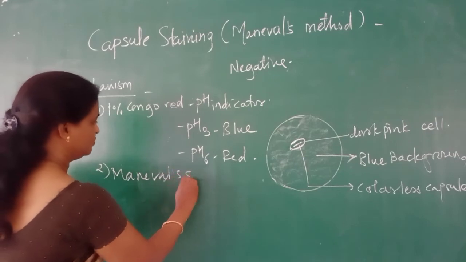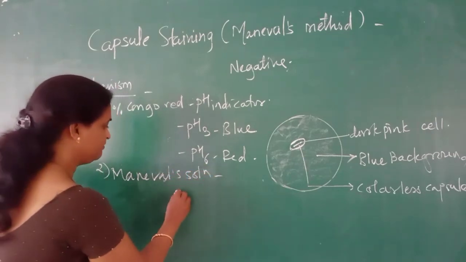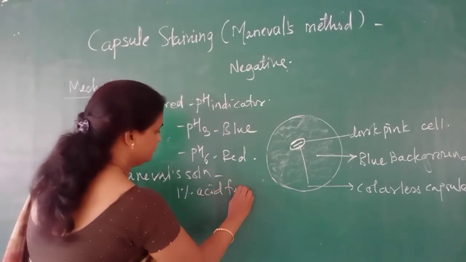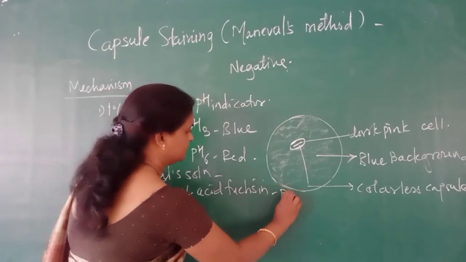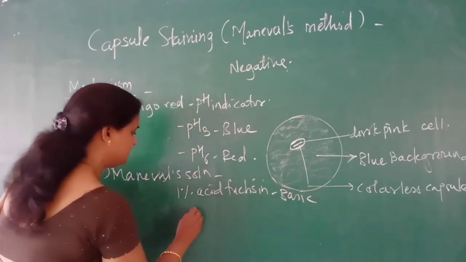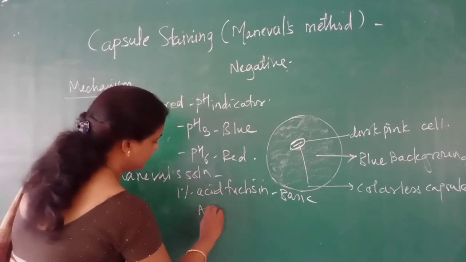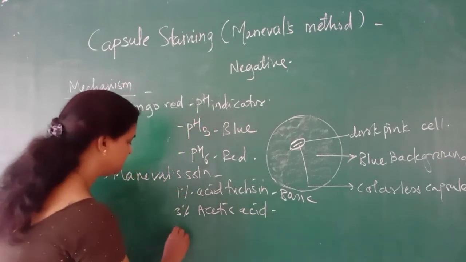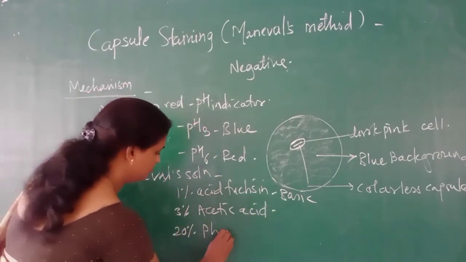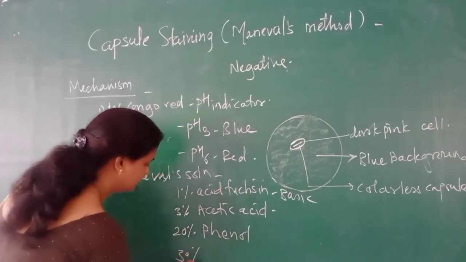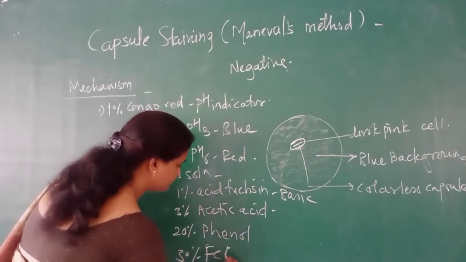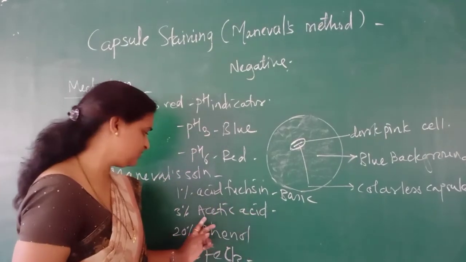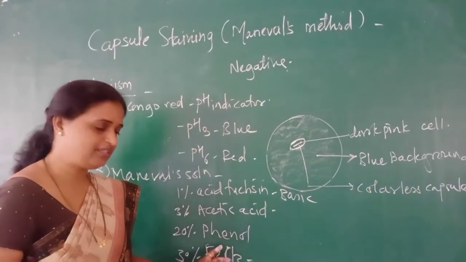Now what is this Maneval solution used in the second step? This Maneval solution consists of 1% acid fuchsin. Acid fuchsin is an example of a basic stain. Then secondly, it consists of 3% acetic acid. It also consists of 20% phenol, and 30% FeCl3. So Maneval solution is prepared by adding 1% acid fuchsin, 3% acetic acid, 20% phenol, and FeCl3.